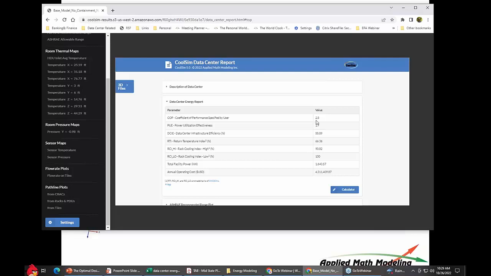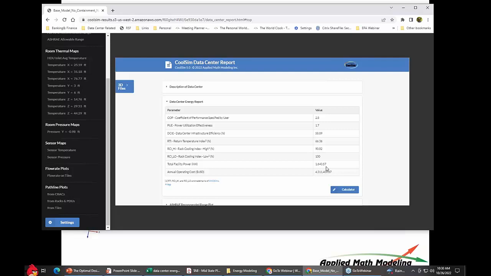We calculate PUE based on that, and then DCIE, which isn't used as much. Most people use PUE. DCIE is just the inverse of this as a fraction or a percentage. I'm sorry, as a percentage. RTI 66. RCI, notice it's 90. We've got some hotspots there, and I just showed them to you in the compliance plot earlier. RCI is not a problem. We're not too cold. Total facility power, 1640.